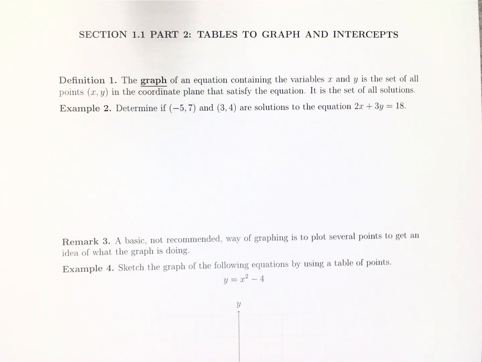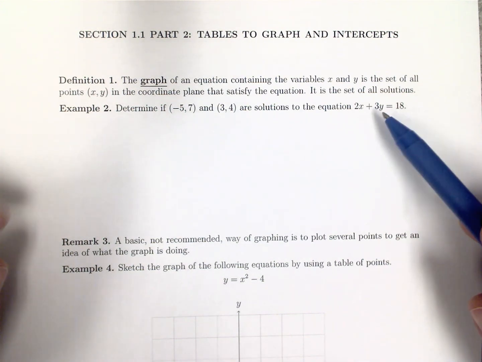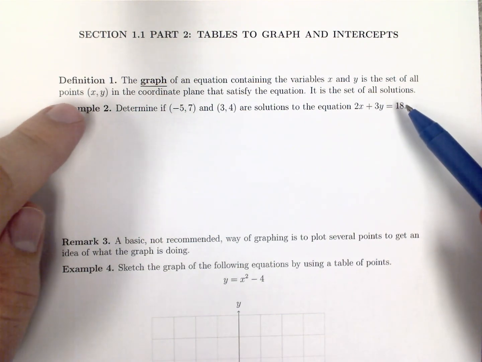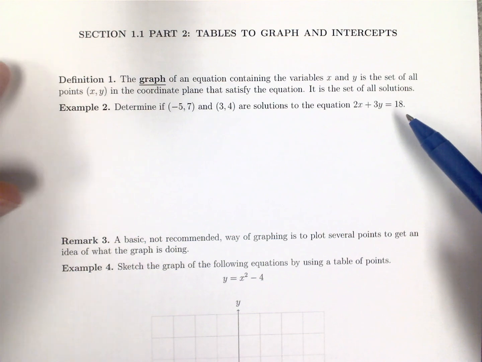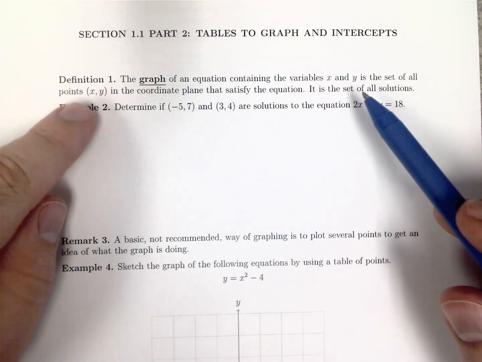In this video we will discuss tables to graph and intercepts from section 1.1. As we were mentioning in the last video, the graph of an equation containing the variables x and y is the set of all points (x, y) in the coordinate plane that satisfy the equation. Namely, it's the set of all solution points for the equation. So solutions in a two-variable equation are points.